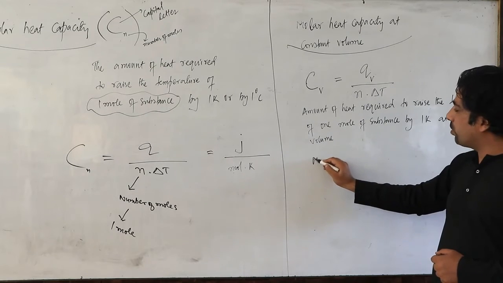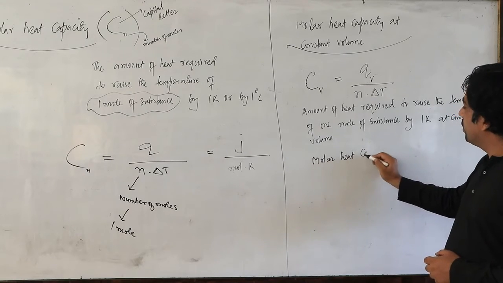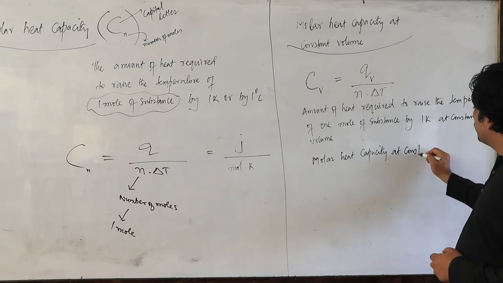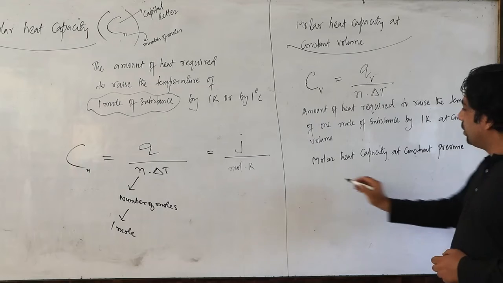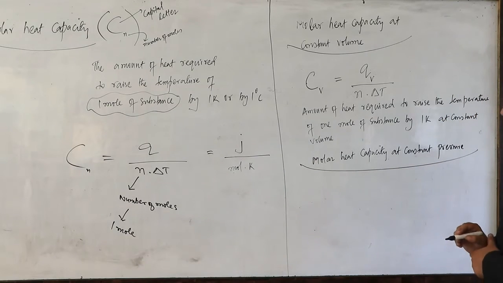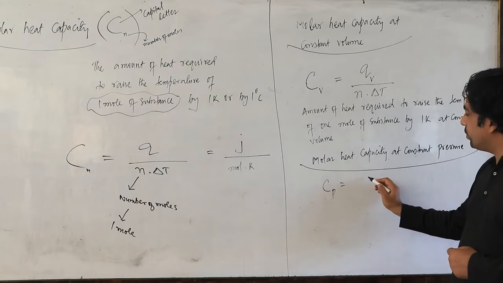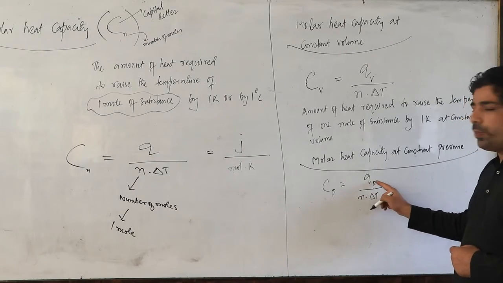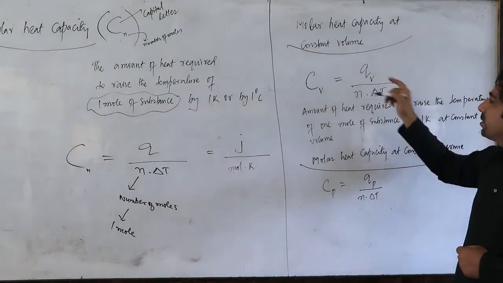Now if we talk about molar heat capacity at constant pressure, my dear friends, it will be taken as Cp is equal to Qp divided by n delta T. Qp is heat supplied at constant pressure. This is heat supplied at constant volume.